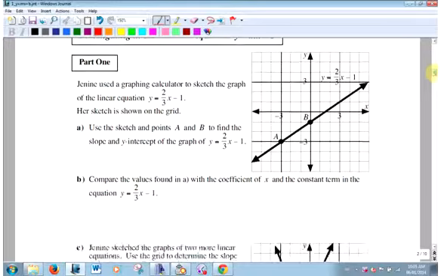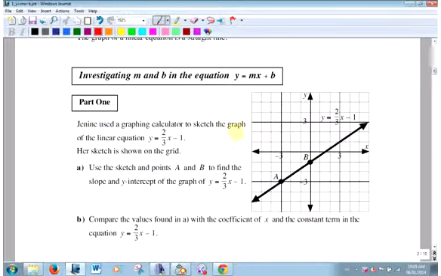Okay, so let's see what's going on. I already told you what this stuff is. Janine used a graphing calculator. She plotted this. That's what she got. Okay? Use the sketch in points A to B to find the slope and the y-intercept.